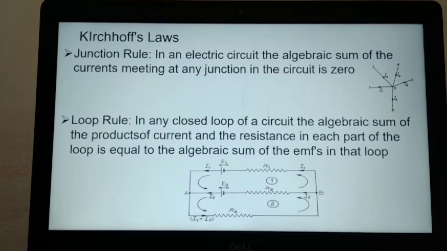If you are moving through a loop along a side in which the current is flowing in the same direction, then that current is taken as negative. And if you are moving through a direction opposite to the current flow, that current is taken as positive. So the left hand side, the algebraic sum of the products of resistance and current, you write as minus I1 into R1 plus I2 into R2.